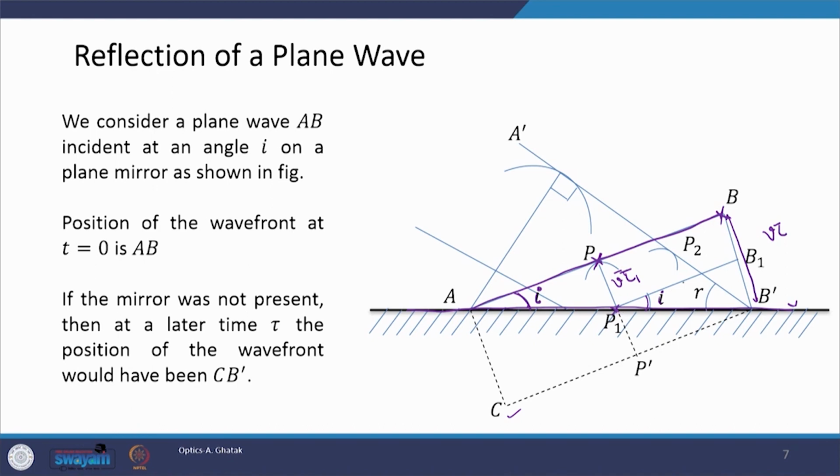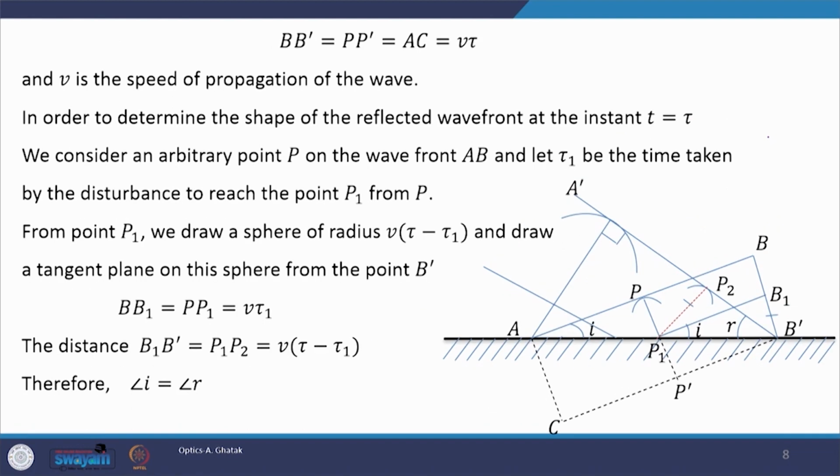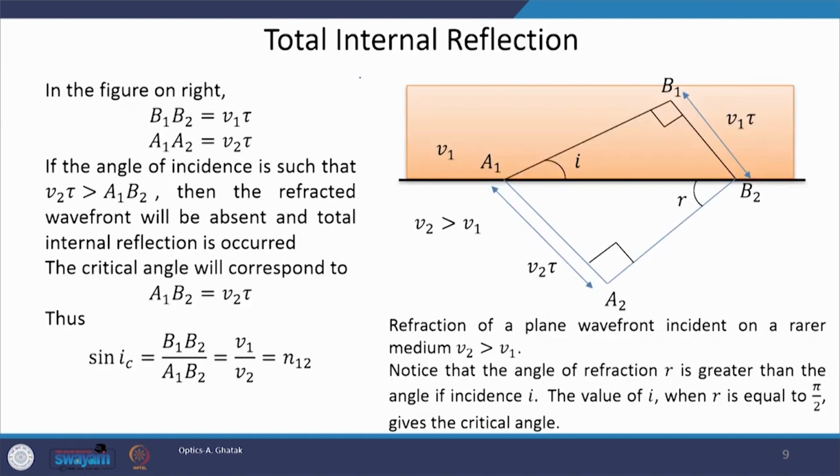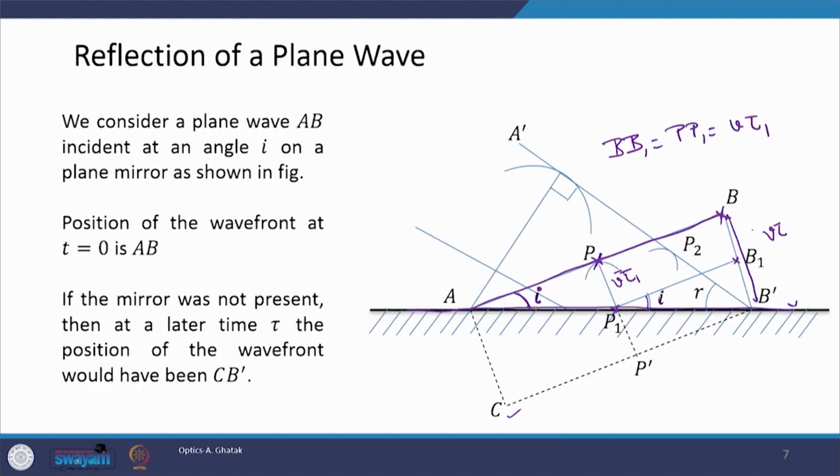Then we draw a perpendicular from P1 to the BB prime line, and this will meet here, and this distance BB1 would be equal to PP1, which is equal to V into tau 1. Now we will see this is exactly what is written here. BB prime is this distance.